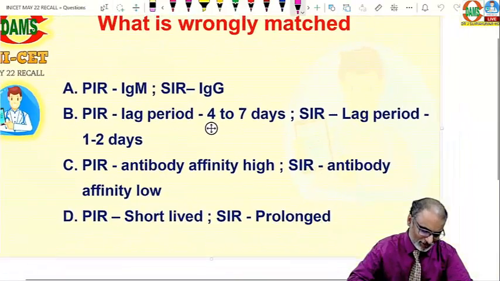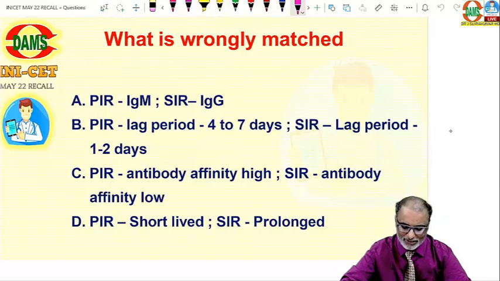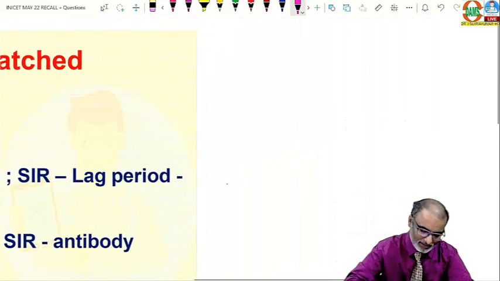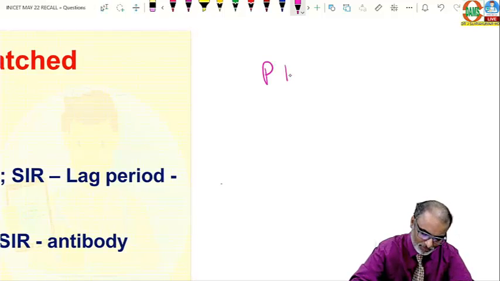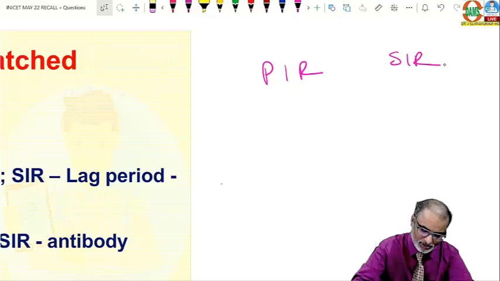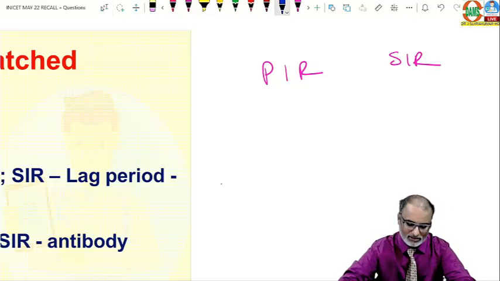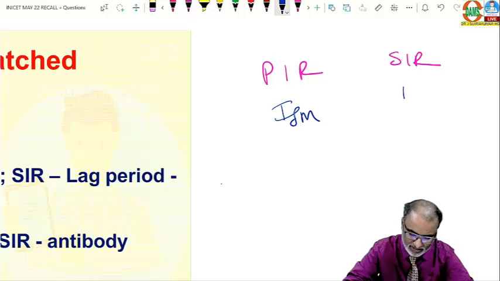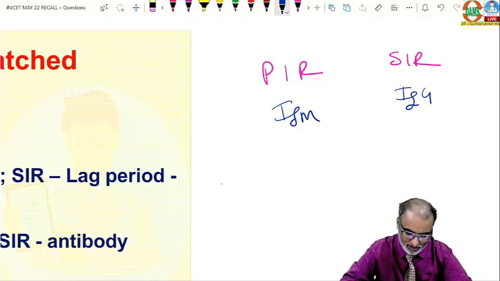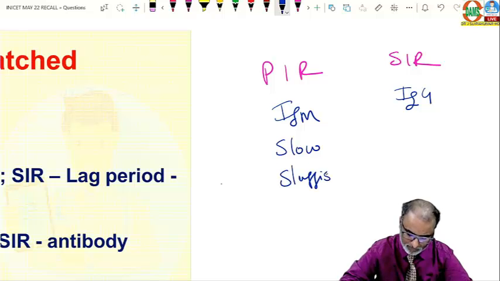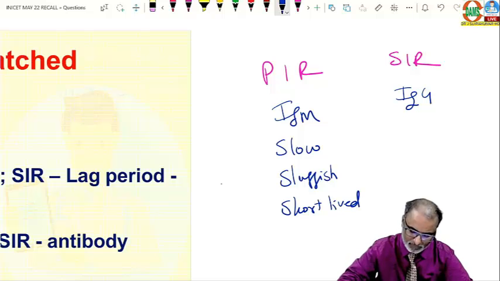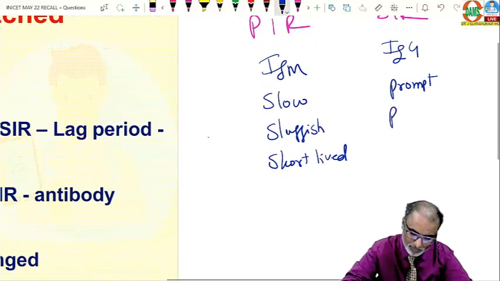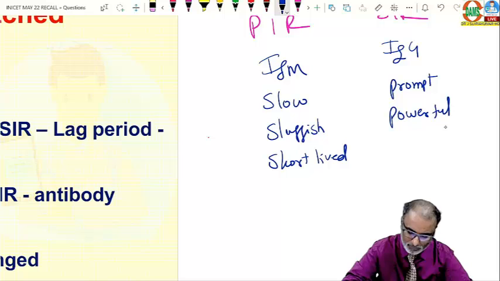which is wrongly matched, primary and secondary immune response. So make a table, very easy. Primary immune response, secondary immune response. Follow the mnemonic. Primary is IgM mediated, secondary is IgG mediated. Primary is slow, sluggish, short-lived. Secondary is prompt, powerful, and prolonged.